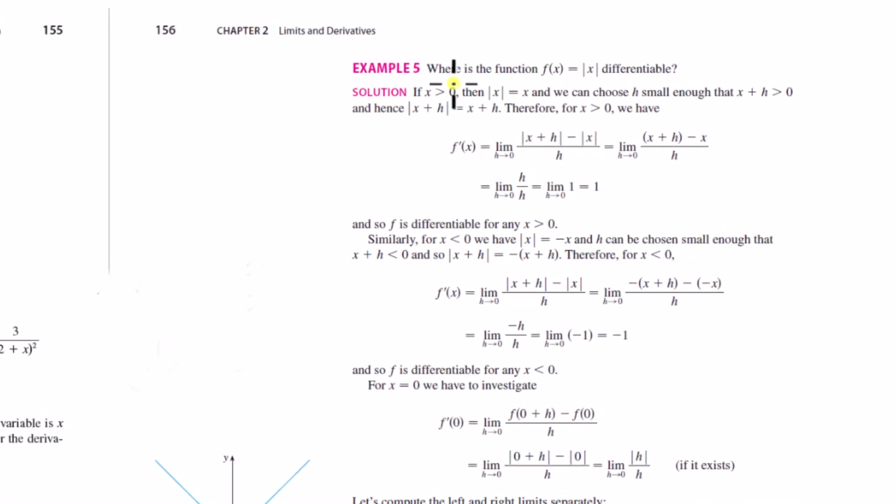So where is the function f of x equal to the absolute value of x differentiable? Let's think about the entire domain of the absolute value function, which we know you can input any number on the real number line into an absolute value. So its domain is negative infinity to infinity. For that entire domain, where is this function differentiable and where is it not differentiable?